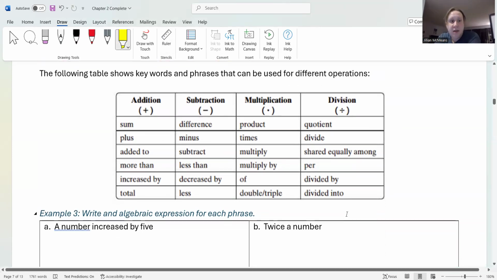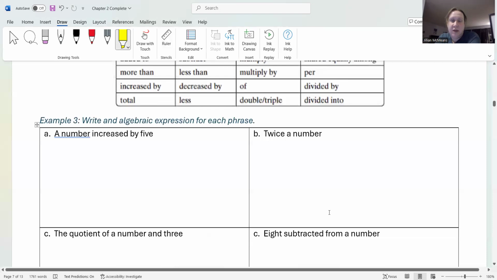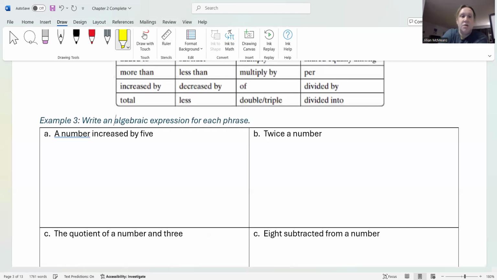Example 3 says write an algebraic expression. That is definitely a typo. It says write an algebraic expression for each phrase. Remember, our job as the mathematician is to assign a variable to the unknown. So for consistency's sake, we're going to let x equal some unknown value.